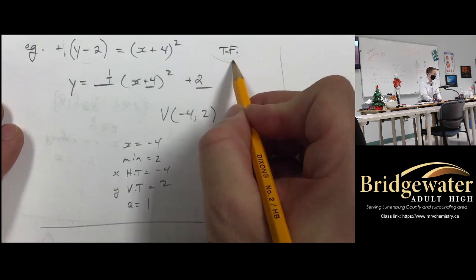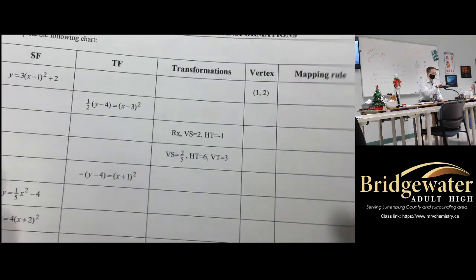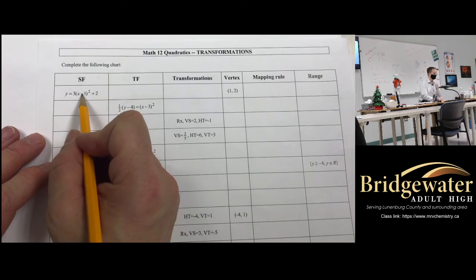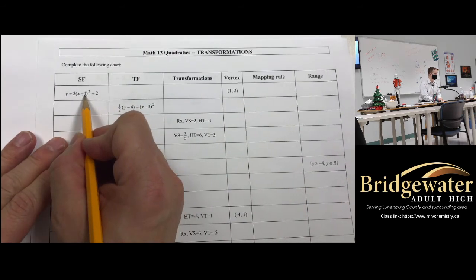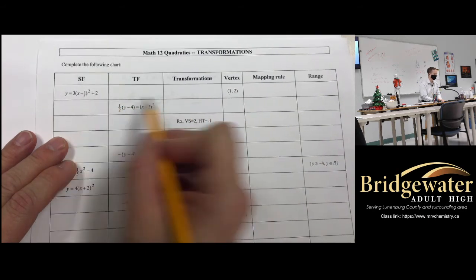But what we're going to do here is I've got a little chart here, and I call it my transformational chart. Let's see if we can see this. So I give you the standard form. Okay, the most important part is your vertex. So the vertex here will be, you flip the 1 inside the brackets, so it's 1. And then you take the other number, it's 1, 2.